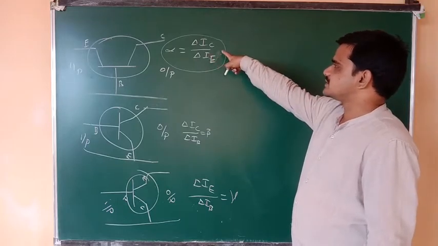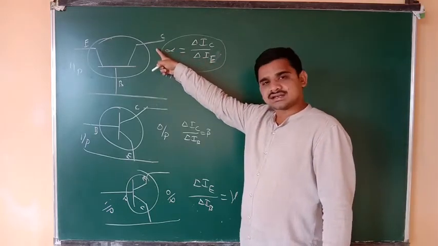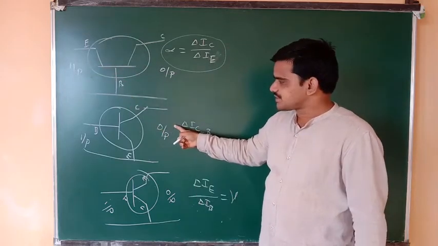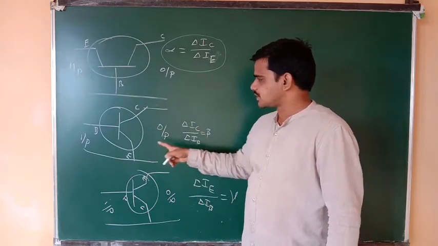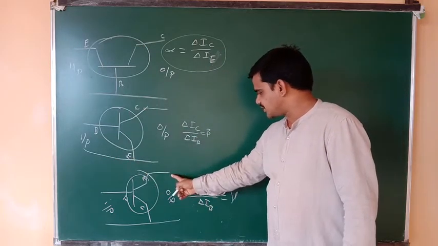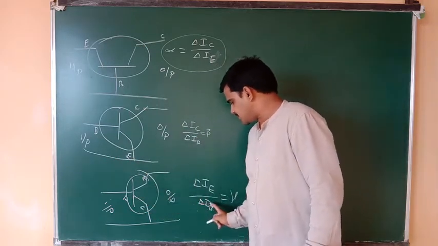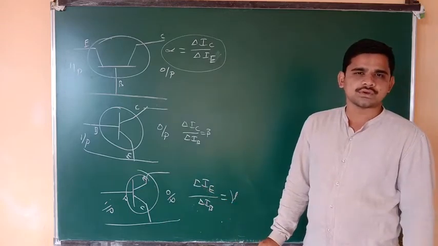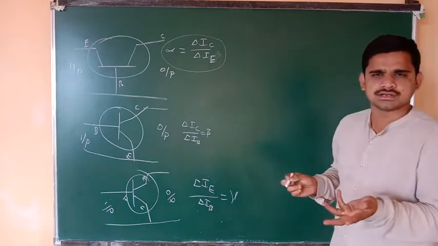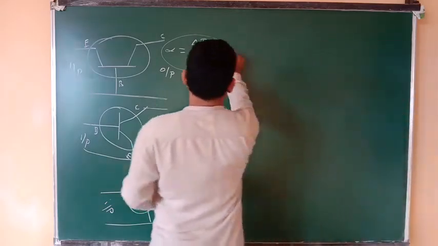Now alpha is here. This output current we are taking at the collector, and the input is given at the emitter. So output current by input current. Nothing but base is the input current. In this configuration, the output is taken at the emitter and the input is given at the base. So these are some relations, and we can get the relation between alpha and beta also by simply using these two relations.